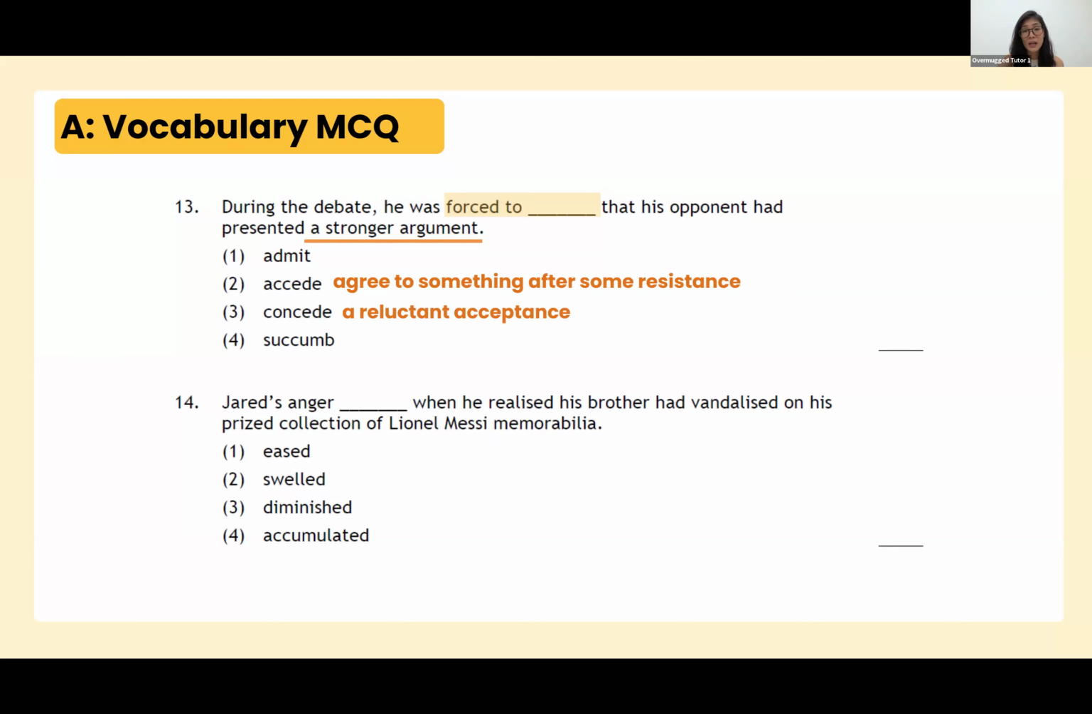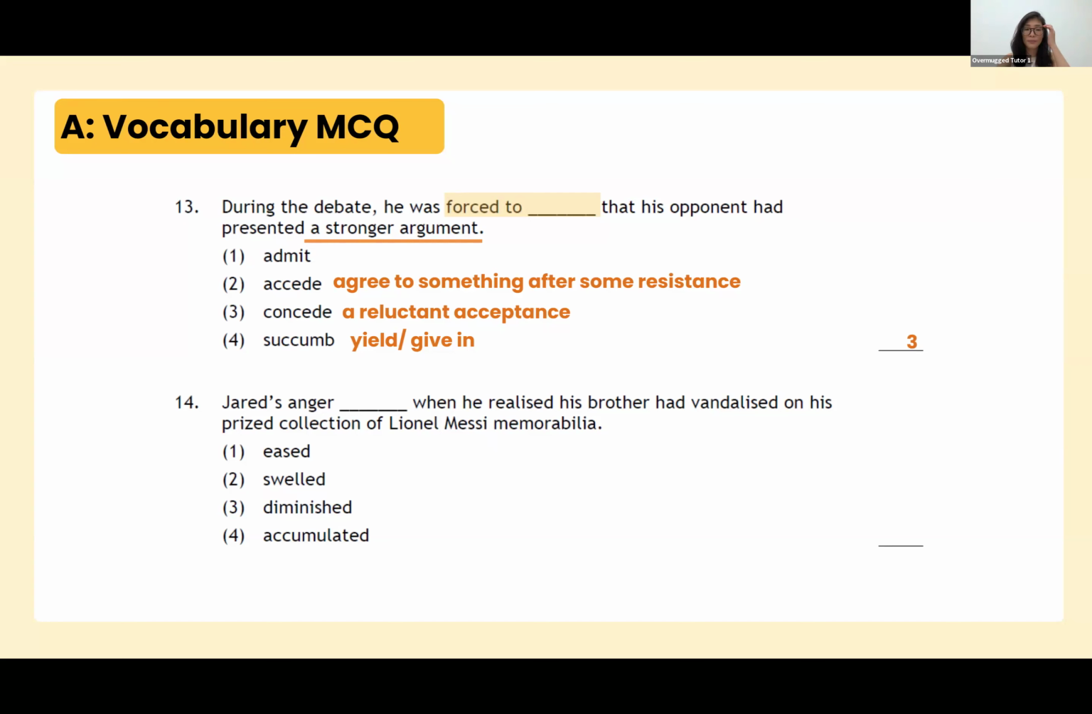And the last one is succumb. Succumb is to yield or to give in. Typically, you could say that I succumbed to temptations and I decided to buy myself a bubble tea. Or I succumbed to temptations and I decided to sleep in a little bit more, but I ended up being late. So in this case, because of the idea of being forced, it's a reluctant acceptance. You conceded to your opponent.